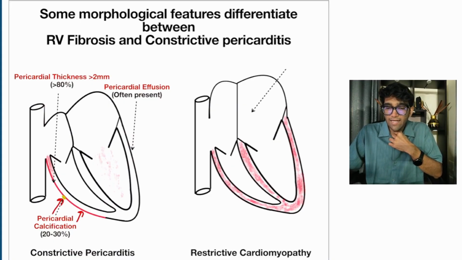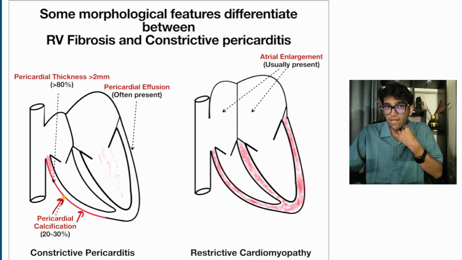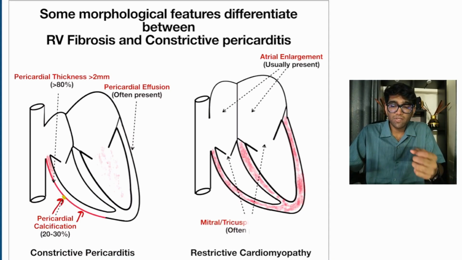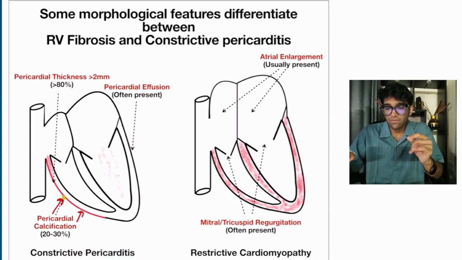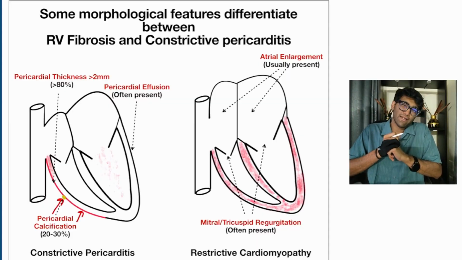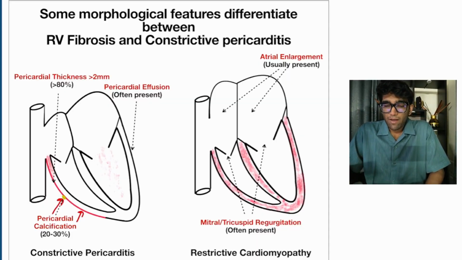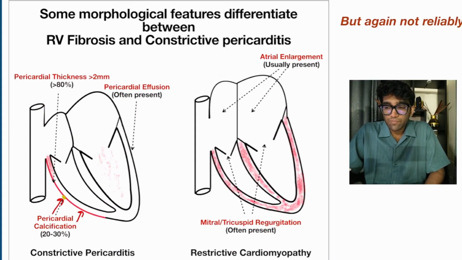Now, on the other hand, in restrictive cardiomyopathy, what we find is very prominent atrial enlargement. This is usually quite prominent, and there are concomitant regurgitant murmurs involving the mitral and tricuspid valves. Regurgitant murmur or atrial enlargement would be very odd in patients with constrictive pericarditis. These are positive findings. They have high positive predictive value. However, if they are not present, you can't really differentiate between the two. So next, what do we do? We cannot differentiate reliably.